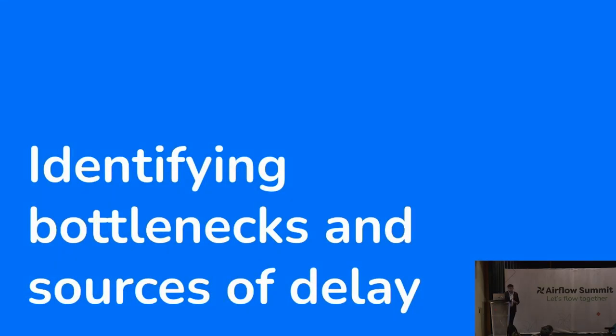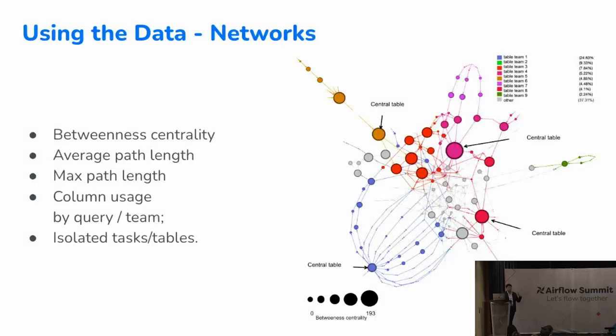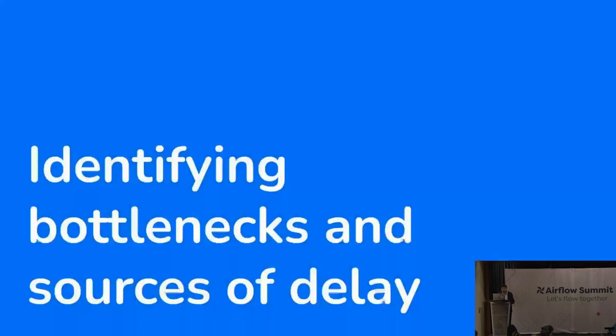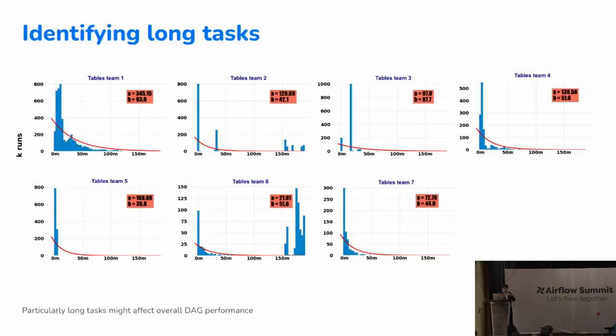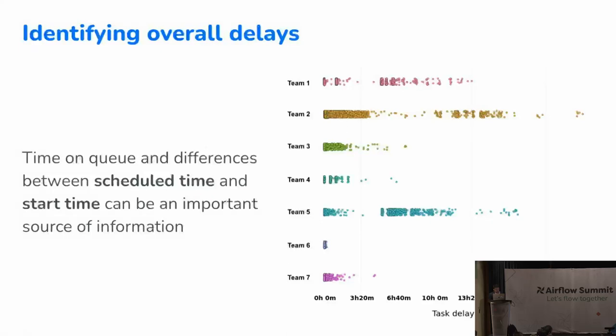Another thing that we can do is identify bottlenecks and sources of delay. All of these networks, all of these connections that I showed you before can be weighed by the runtime of the tasks. So you can determine which paths are taking longer by the weight of the task. As I mentioned before, these are all mostly in Poisson distributions, which are heavy right skewed. But sometimes you're gonna see, like in Team 6, distributions or tasks that are taking way, way longer than everything else. And just mapping it out can help you see where the delays are happening, what are the tasks that are taking longer, and know exactly where to optimize.